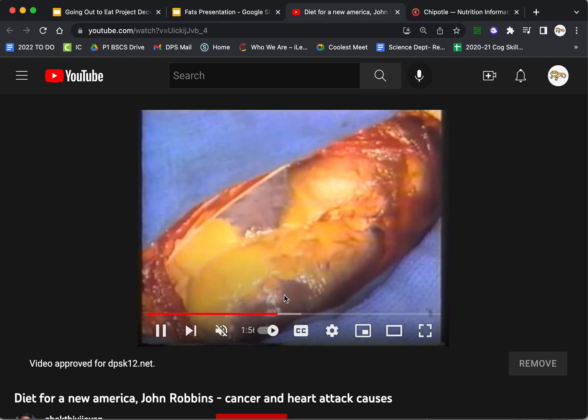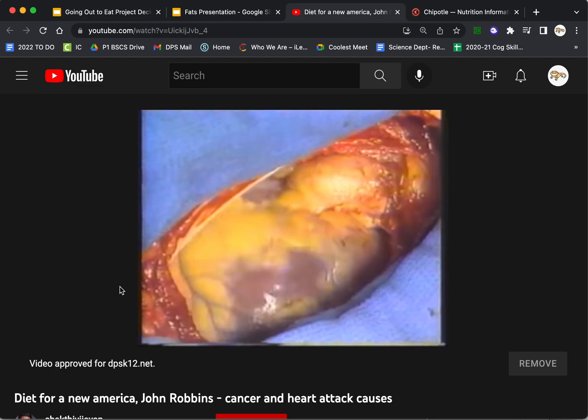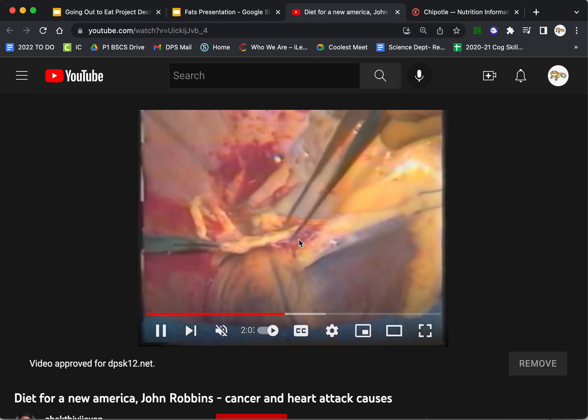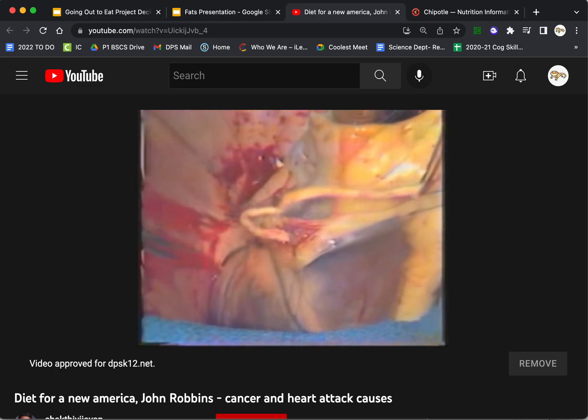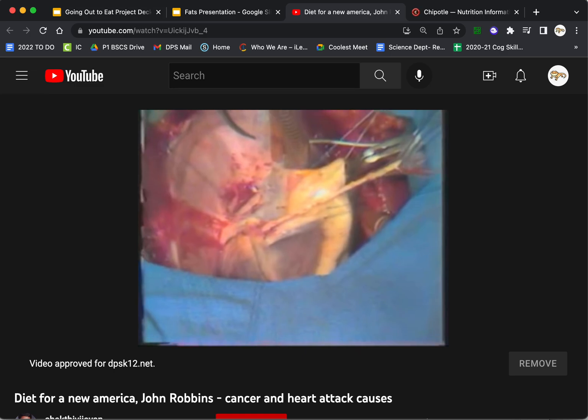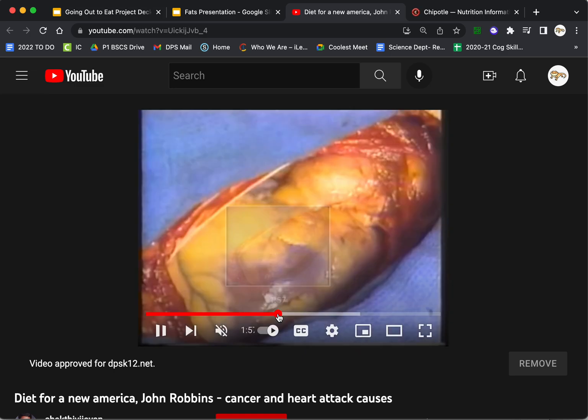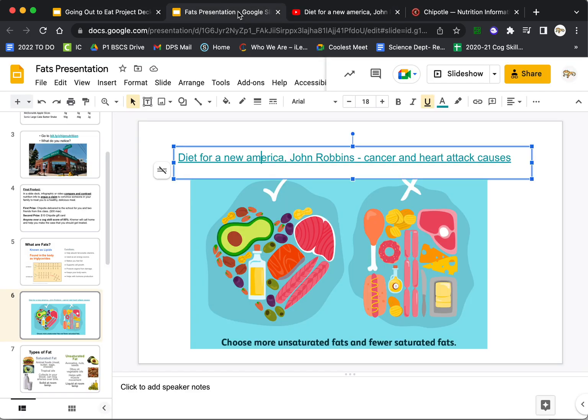I'm sorry in advance for gruesome images here, but what they're doing here is actually pulling saturated fat that has accumulated in people's veins and arteries out of their body. So this is a surgery that people get done. Okay, I'll move away from that because it's kind of gross.